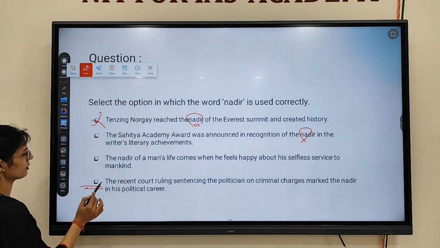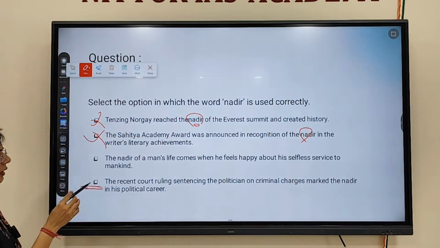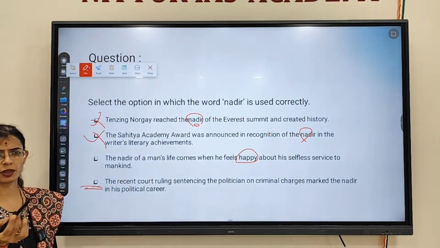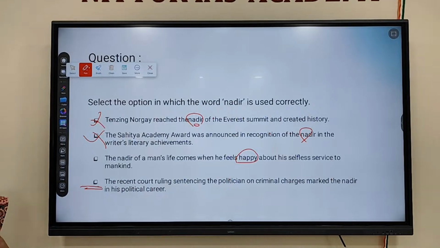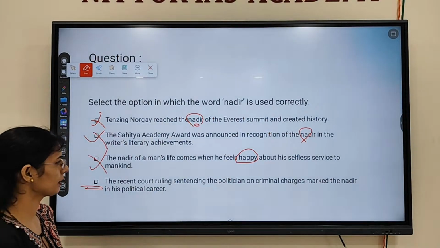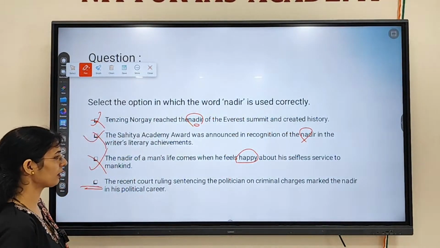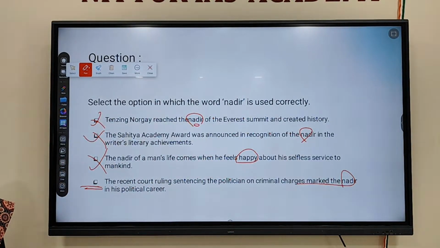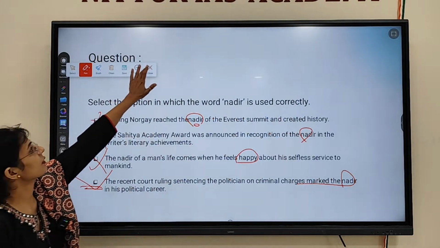Okay, let us put this. The nadir of a man's life comes when he feels happy. At the most unsuccessful point, people will feel pain, or they will feel hard, or they'll feel sad, but they will not feel happy. The recent court ruling sentencing the politician on criminal charges marked the most unsuccessful part of his political career. Correct? As Divya said, D is the correct answer.